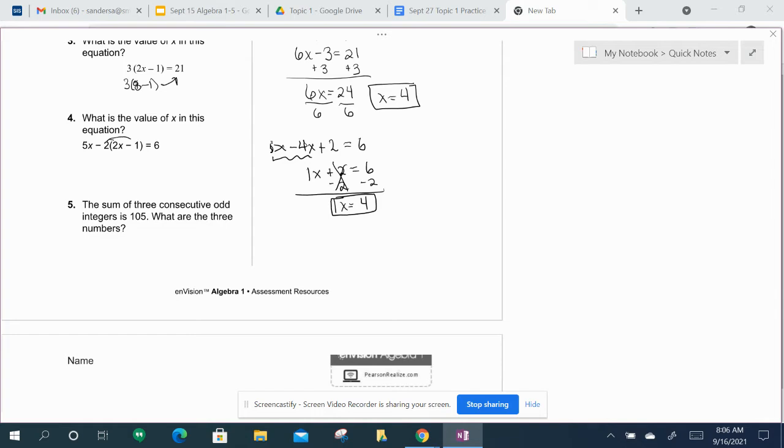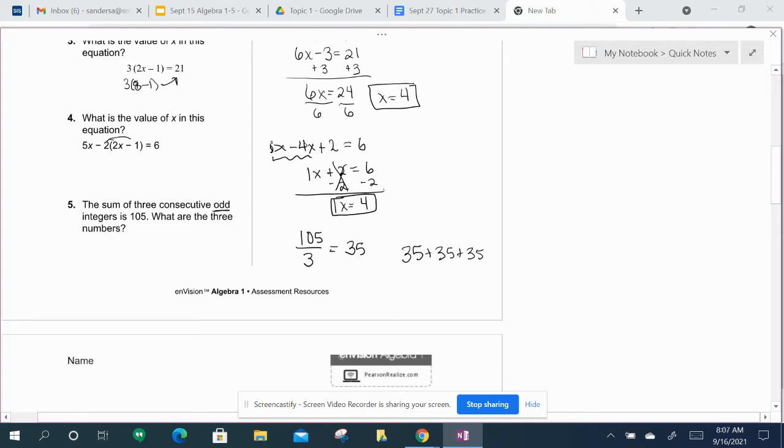Number 5 says the sum of 3 consecutive odd integers is 105. What are those 3 numbers? If you'll remember, the strategy we developed to figure this one out is we took 105 and divided by 3. And when we did that, we got 35. This, in fact, means that 35 plus 35 plus 35 would equal 105. But that's not what we're looking for.